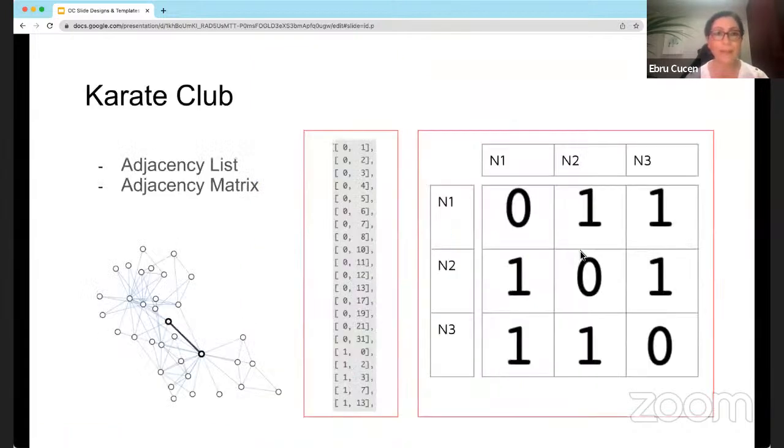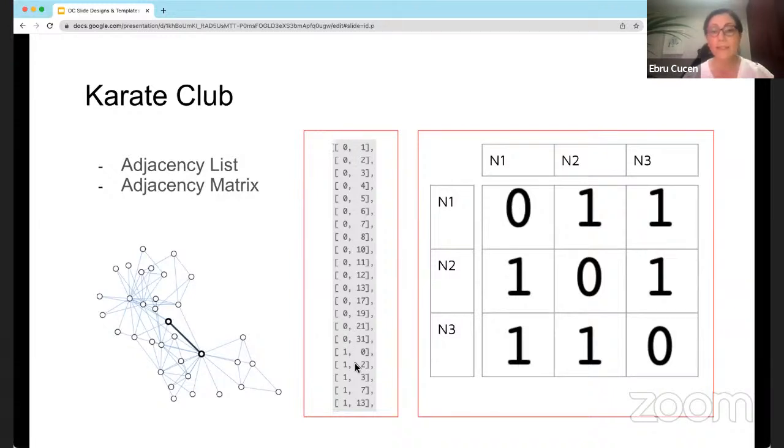It is important for each graph that we have the adjacency list and the matrix. This is the Karate Club, a study of members of a club. Each node represents a member, and the relationship between them is one. In the matrix, we can see that if there's a relationship, it's counted as one. If there is none, it's represented as 0.